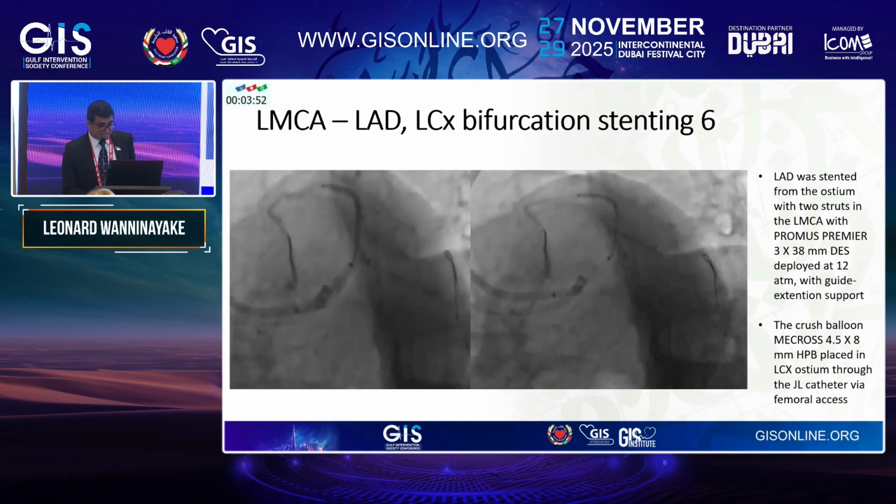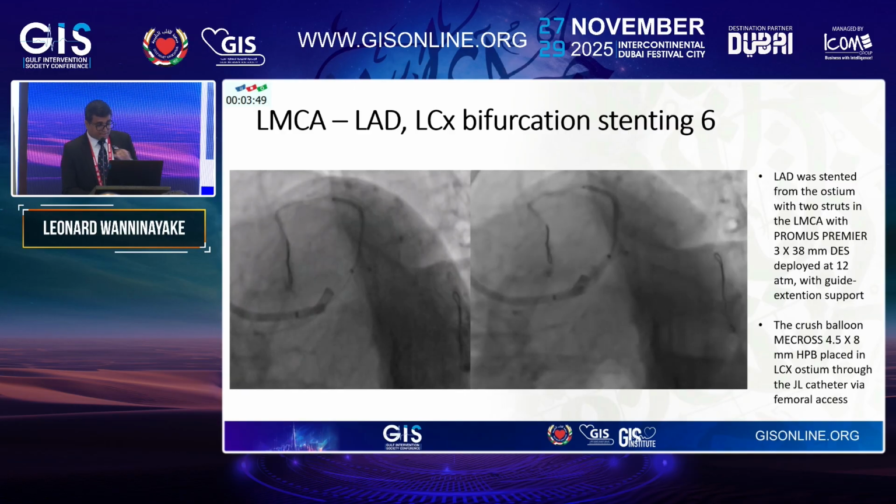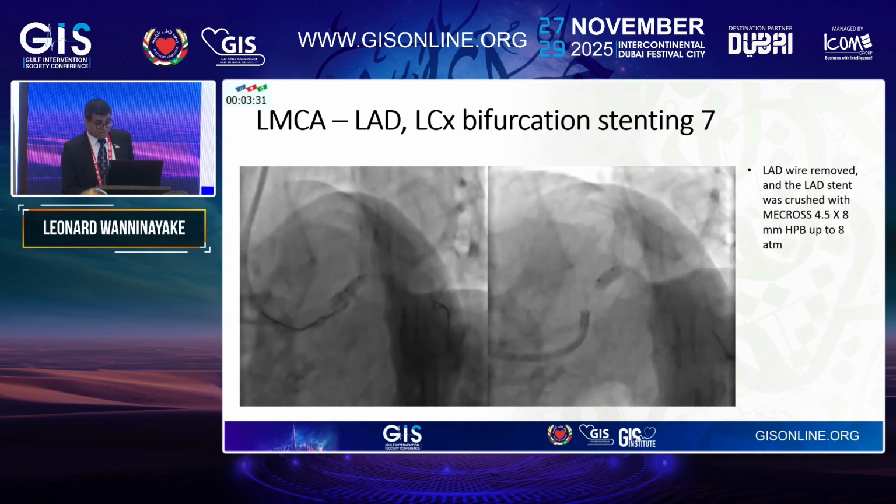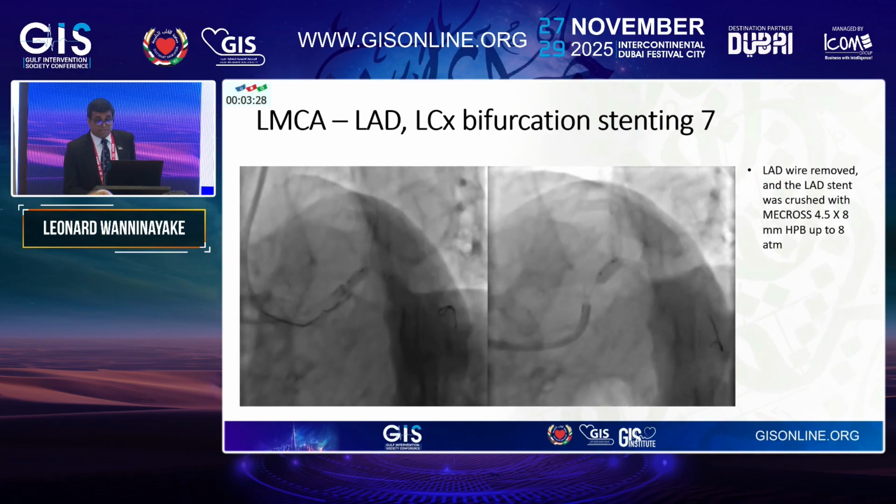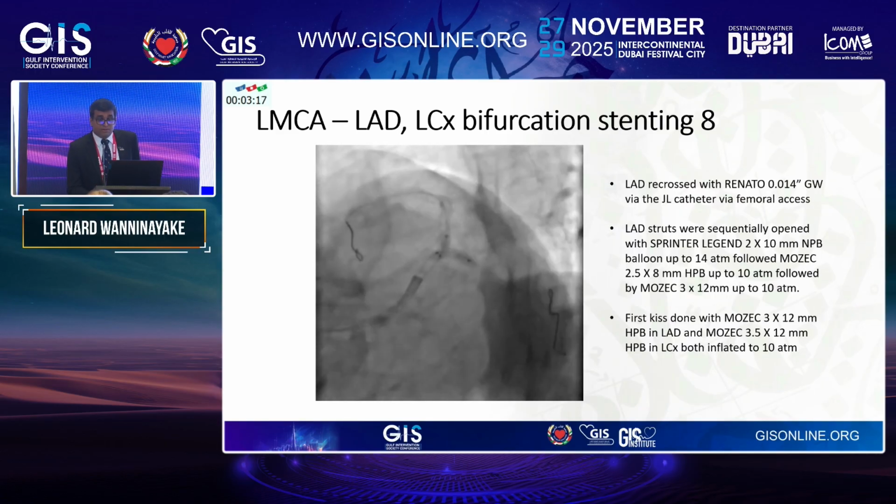With the crush balloon in the circumflex, we stented the LAD ostium with 2 struts of the stent within the left main, and then we inflated the stent. After deployment of the stent, the wire was removed, and the stent struts were crushed with the 4.5 x 12 balloon in the circumflex. After this, we rewired the LAD, and the initial kissing was done. From here onwards, the procedure was completely conducted through the femoral access.